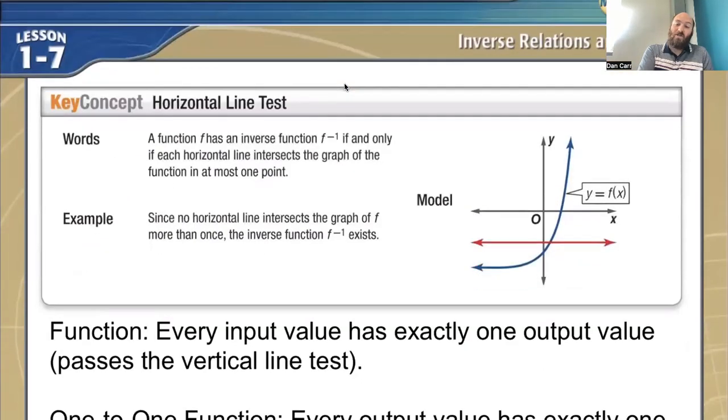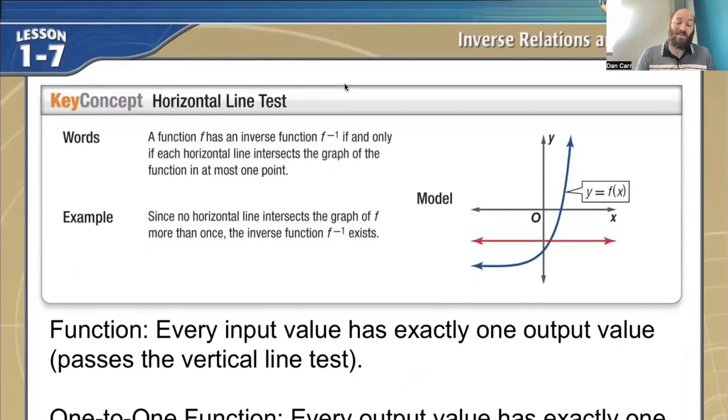So the first thing we want to talk about is a new thing called a horizontal line test. A horizontal line test tells us if a function f has an inverse function f to the negative 1. That's our inverse notation. If and only if each horizontal line intersects the graph at most 1 point. So it's kind of like the vertical line test, but instead of testing for just a function, we're testing to see if an inverse exists for the function.